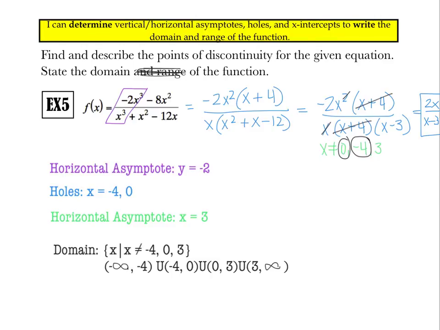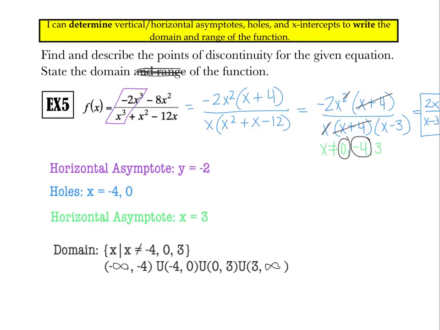When I factored this out, in the numerator, I ended up with negative 2x, and that left me with x plus 4. And then in the denominator, I took out an x, which left me with this trinomial, and I could factor that trinomial further. So I ended up with negative 2x squared, x plus 4 in the numerator, and then x times x plus 4, x minus 3 in the denominator. So that left me with 3 discontinuities in this function. x cannot be 0, negative 4, or 3.